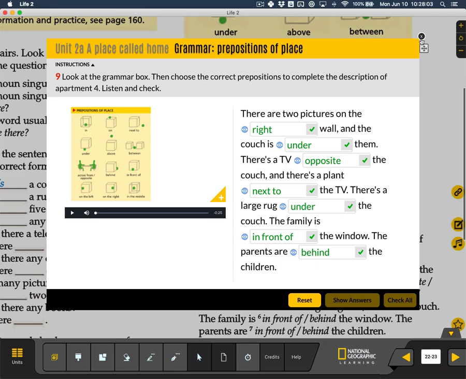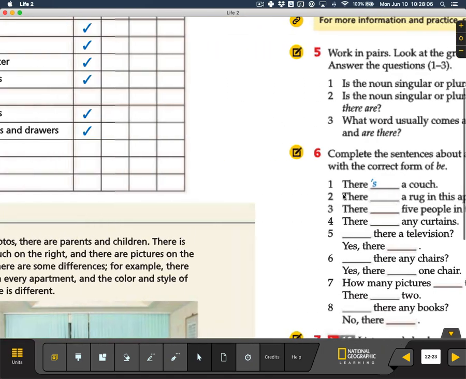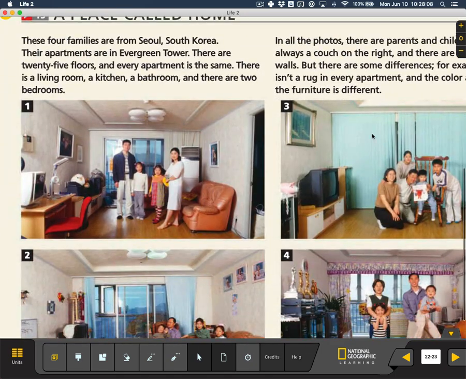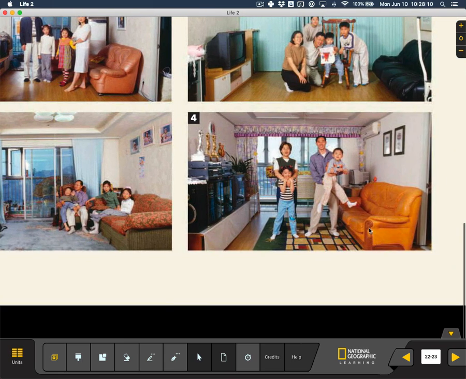Yeah, good job. Perfect. Okay, and we're describing this picture right here. Couch, two pictures on the right, because this is the right side. Couch, rug under the couch, parents behind, children in front, window in the back, TV over here, plant next to it. Okay, they said the TV is opposite from the couch, right? I would say across from, but that's okay. Opposite from, across from, same thing. Okay, good.